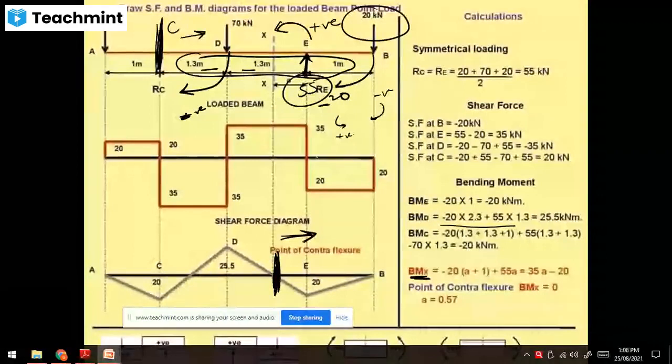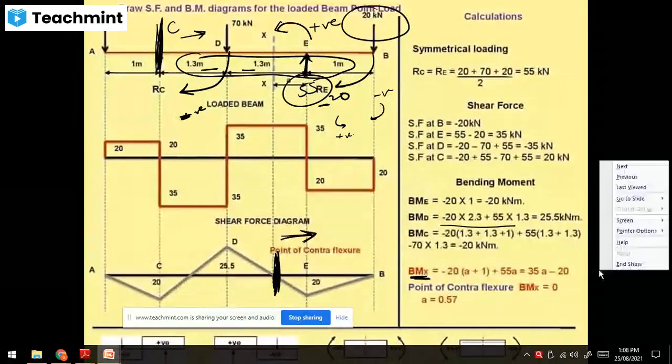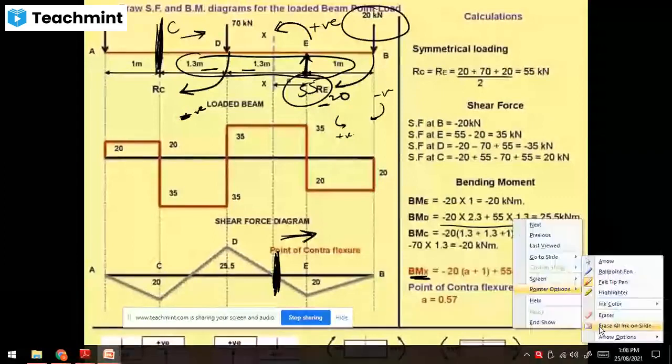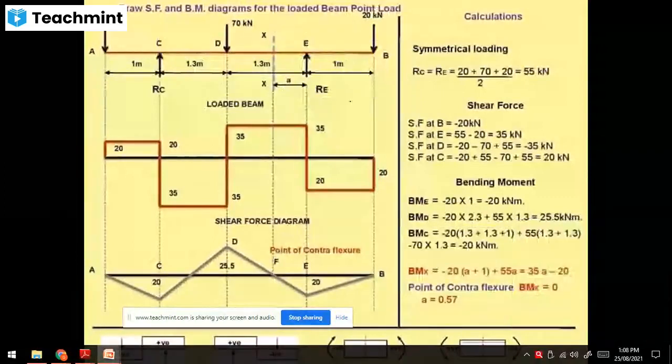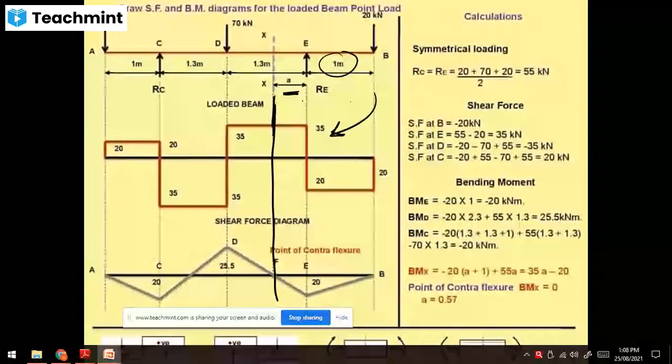So 20 into, this is your A plus 1. So total distance at this point, 20 into 1 plus A. Then 55 into A, clockwise negative, anti-clockwise positive, towards the right of the section.